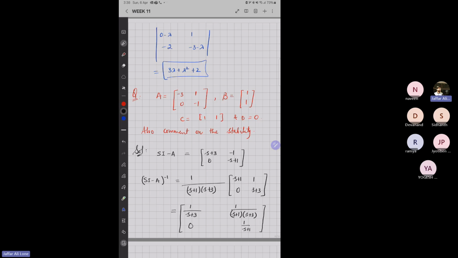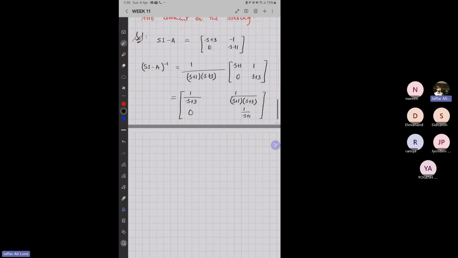Now what do you need to do? You need to multiply it with B and C. So my transfer function, assume that's G of S, that should be 1 and 1, times 1 divided by S plus 3, 0, 1 divided by S plus 1 into S plus 3, 1 divided by S plus 1, times 1 and 1, the B matrix. And D is 0. Anyone has solved it?